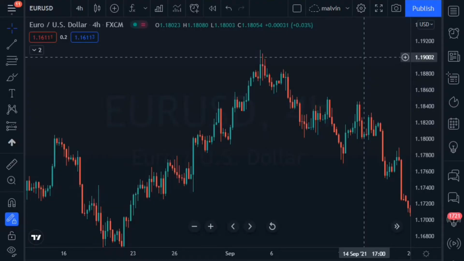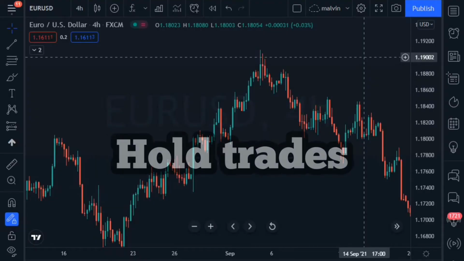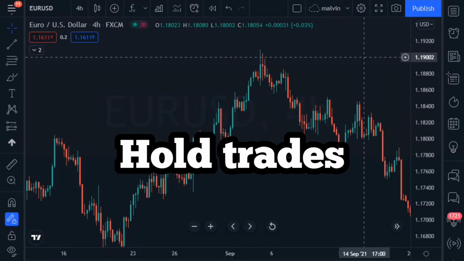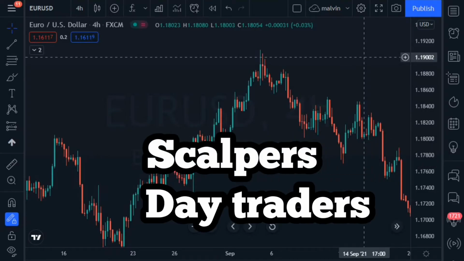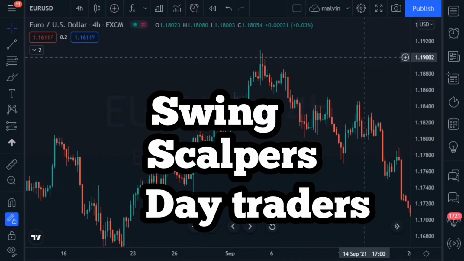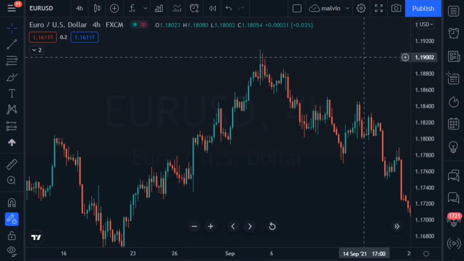So now the second question you actually ask yourself is, how long are we meant to hold this trade? This is a very important question here. And the answer to this question is, we have different types of traders. We have the scalpers, we have the day traders, we have the swing traders, and some others. These types of traders have different perspectives to look at the markets.